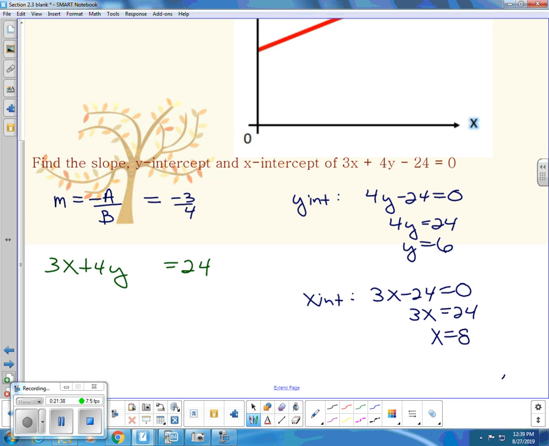Now, another form of the equation, they really don't cover too much in this chapter. It's in there, but I don't know if it's really highlighted or not.